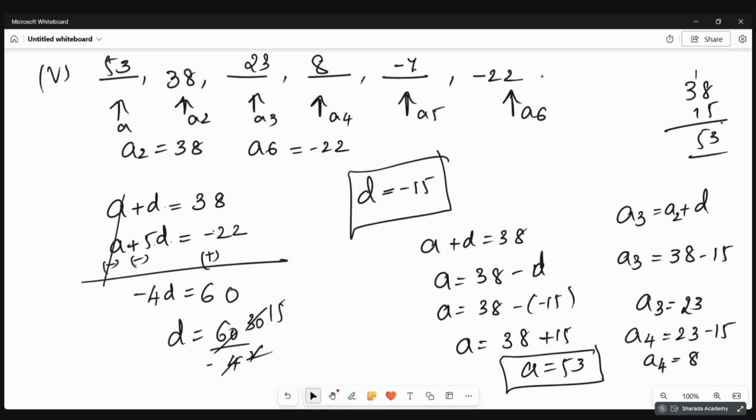Understood this problem? So, how you can do? A2 is A plus D, put the value. A6 is A plus 5D, put the value. So, elimination method, I have changed the sign here. A I can cancel. D you can find. From D, calculate A. So, any term in that you can calculate. Okay, you also understood? This type of question, sometimes they give, like it's a 2-mark question.